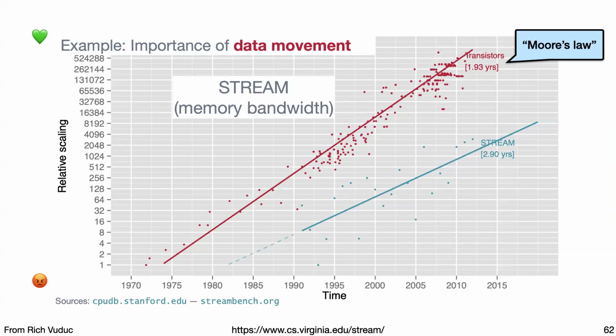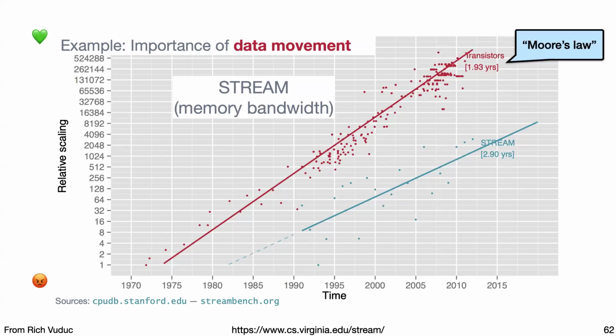This is just some benchmark for memory movement. So this red line is transistor's growth over time, and this blue line is the STREAM benchmark, which is a very simple benchmark for memory bandwidth. If we're just going to sum numbers in an array. And then the y-axis is relative scaling over time.